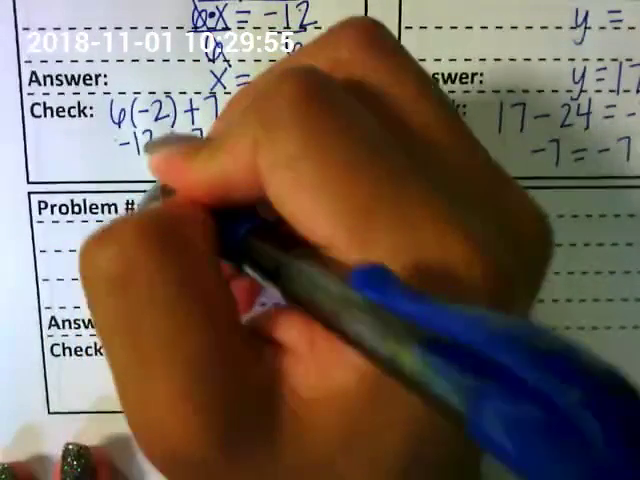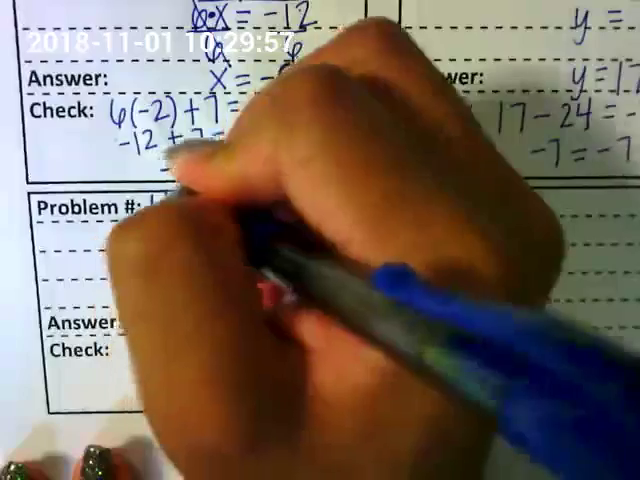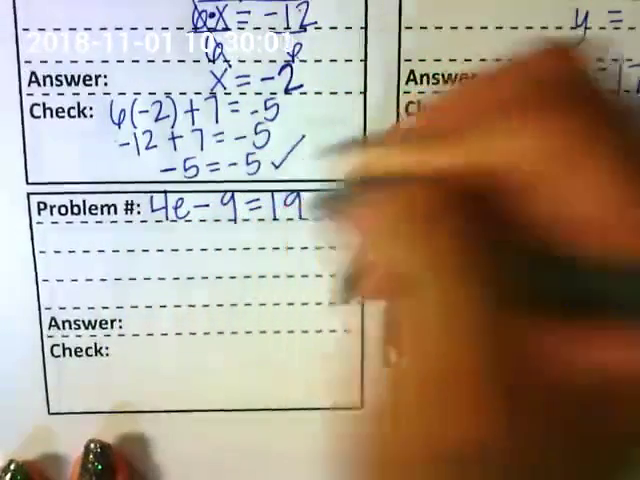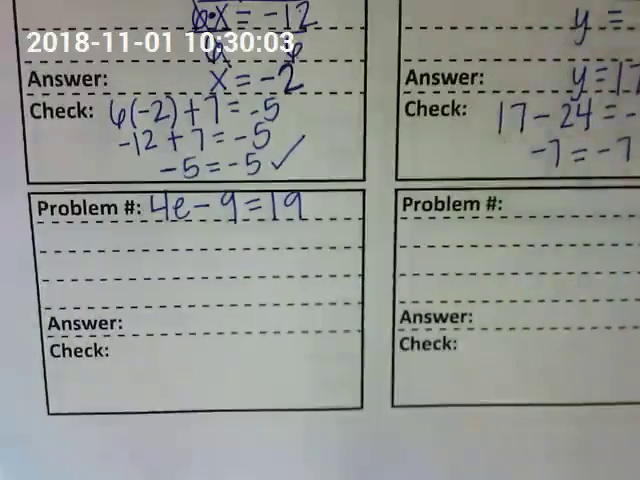For the next problem, we have 4E minus 9 is equal to 19. So I'm going to tell y'all a strategy, or you already know this, it's order of operations backwards, right? So we're undoing addition and subtraction, undoing multiplication and division.